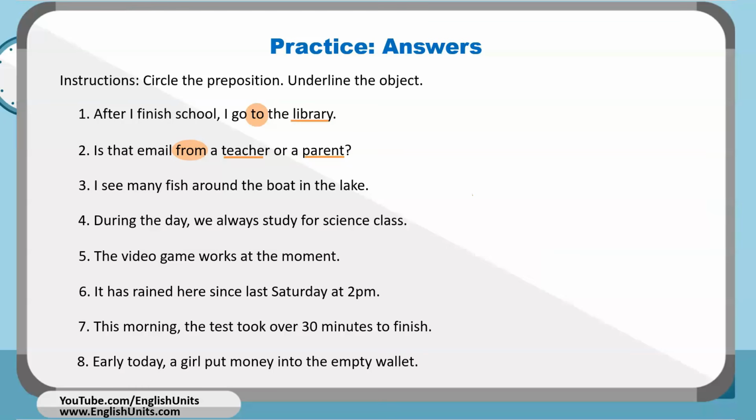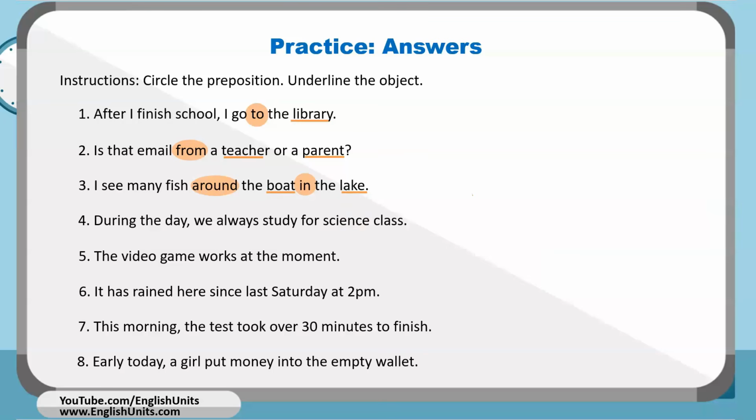Sentence 3. I see many fish around the boat in the lake. This sentence has two prepositions, around and in. And what are the objects of these prepositions? The object of around is boat, and the object of in is lake.